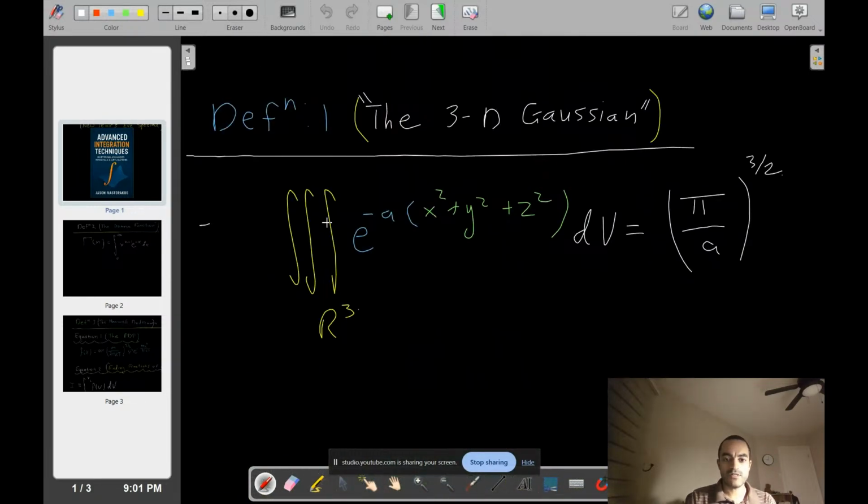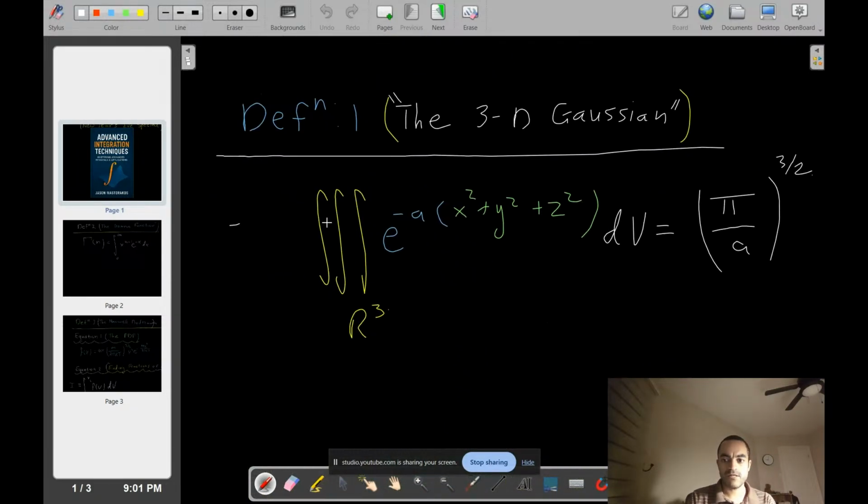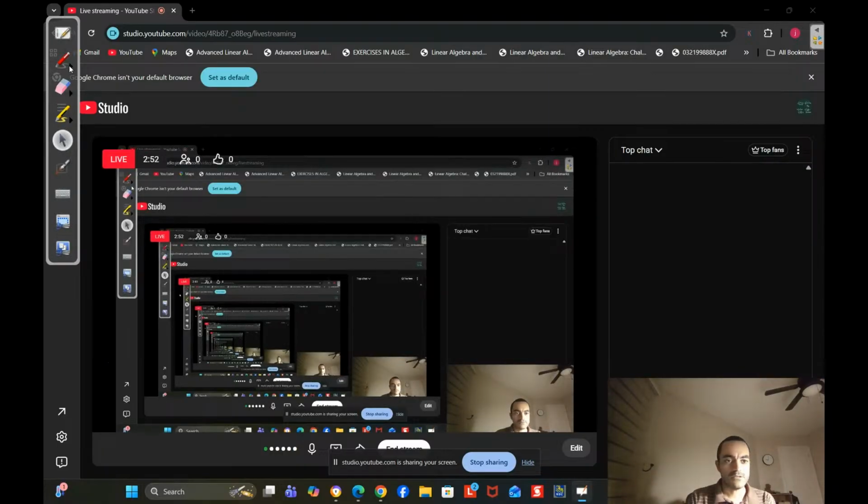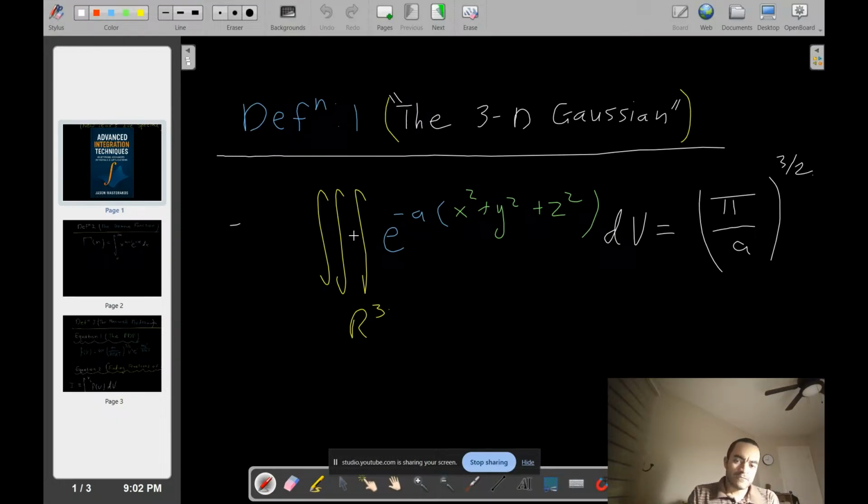So we're going to be looking at this guy right here. This is known as a three-dimensional Gaussian integral. Have any of you ever seen this before? All right. There's a three-dimensional Gaussian integral. If you know the definition of a Gaussian integral, you can refer to it. I'm going to refer to it in a moment.